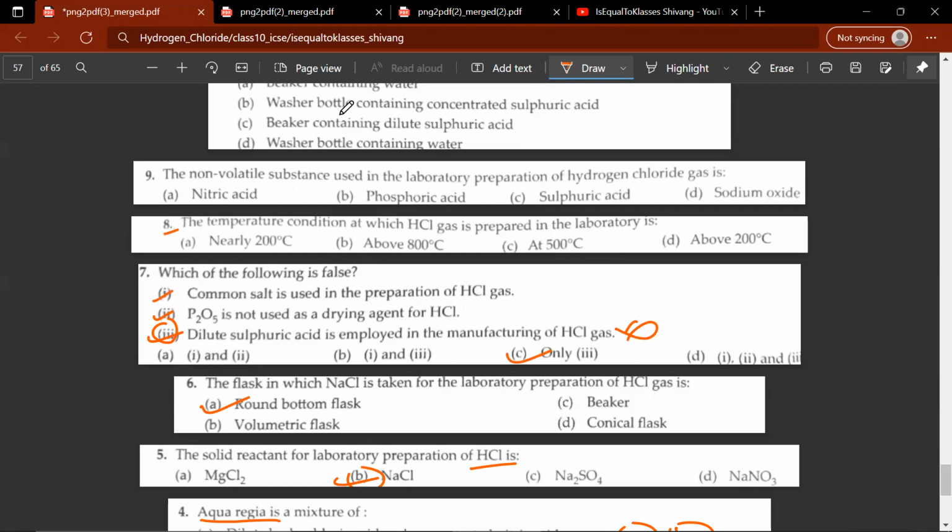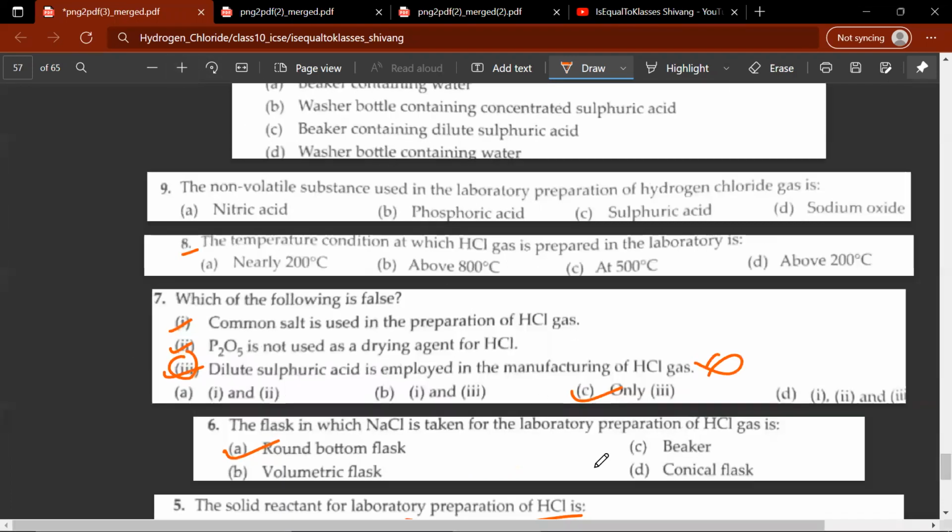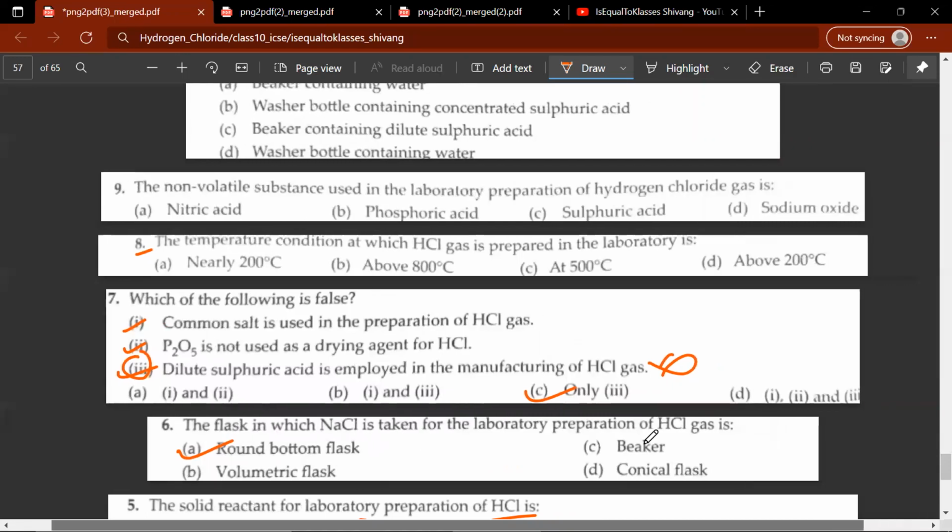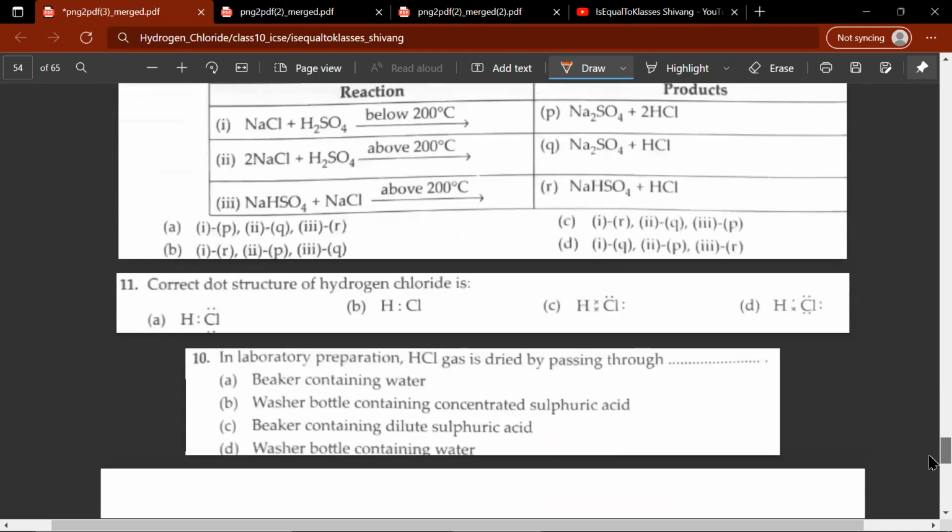The eighth question, the temperature condition at which HCl gas is prepared in the laboratory is, this would be A, nearly 200 degrees Celsius. The ninth question, the non-volatile substance used in the laboratory preparation of HCl or hydrogen chloride gas is, this would be C, sulfuric acid, H2SO4. Let's move on to the 10th question.